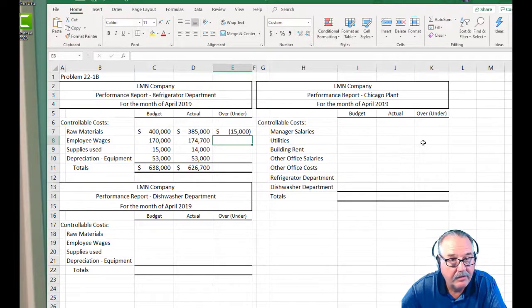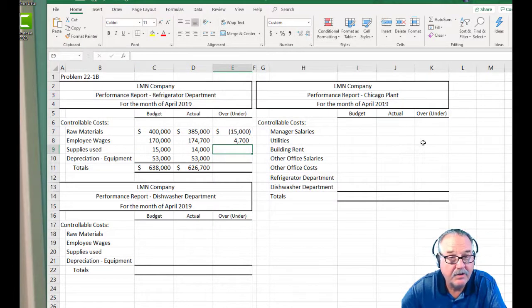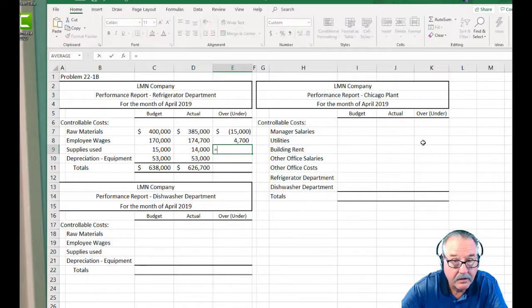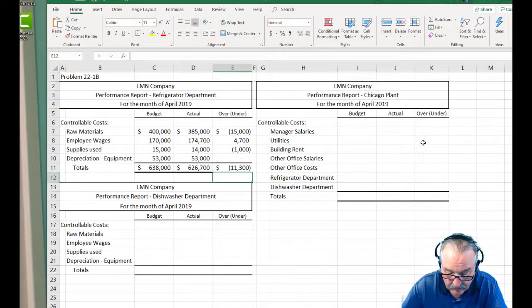So if we take what we actually spent and subtract the budget, if we get a negative, that means it's under budget. If we get a positive number, it means it was over budget. So we can do it for each one of these and in total. And our total department, refrigerator department, was under budget $11,300.